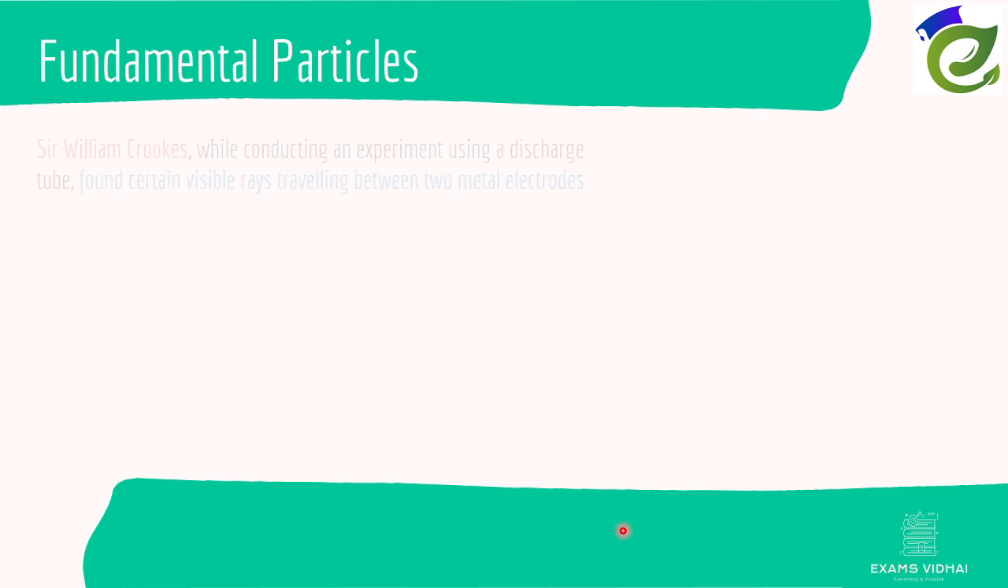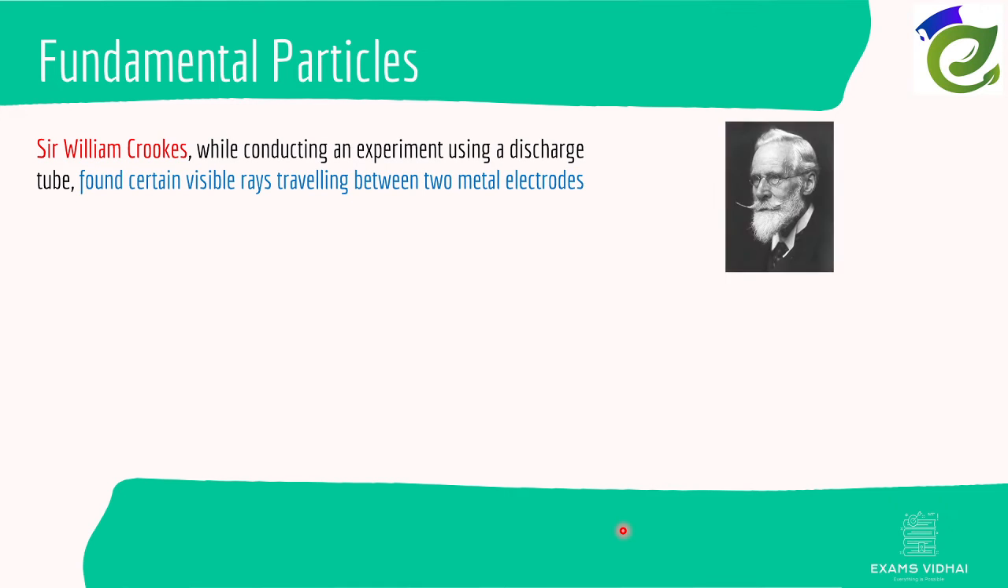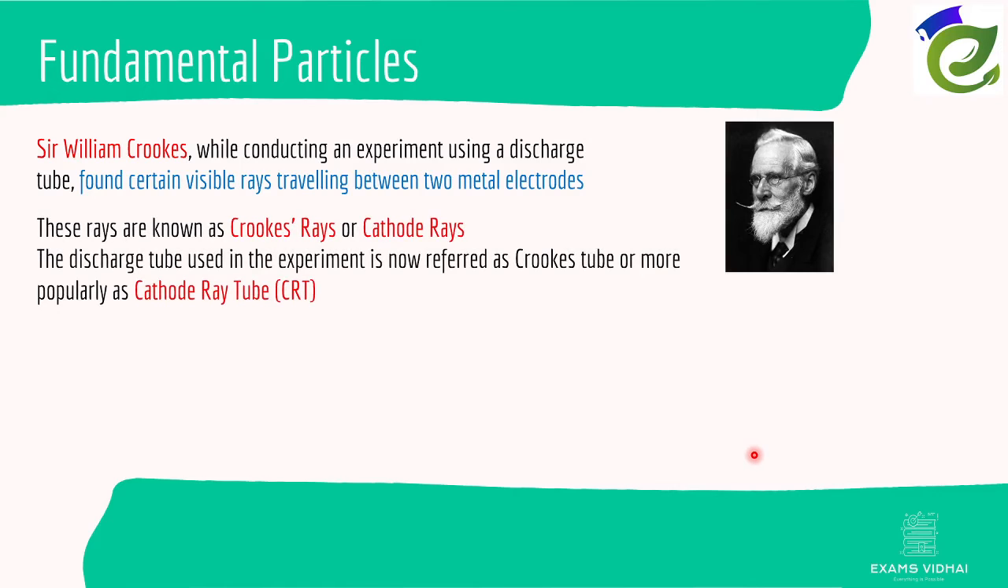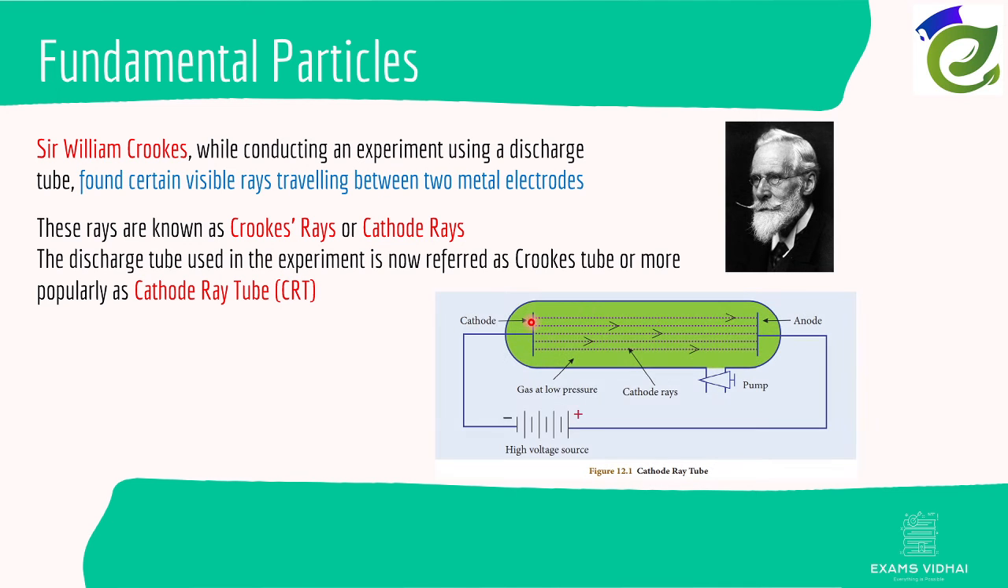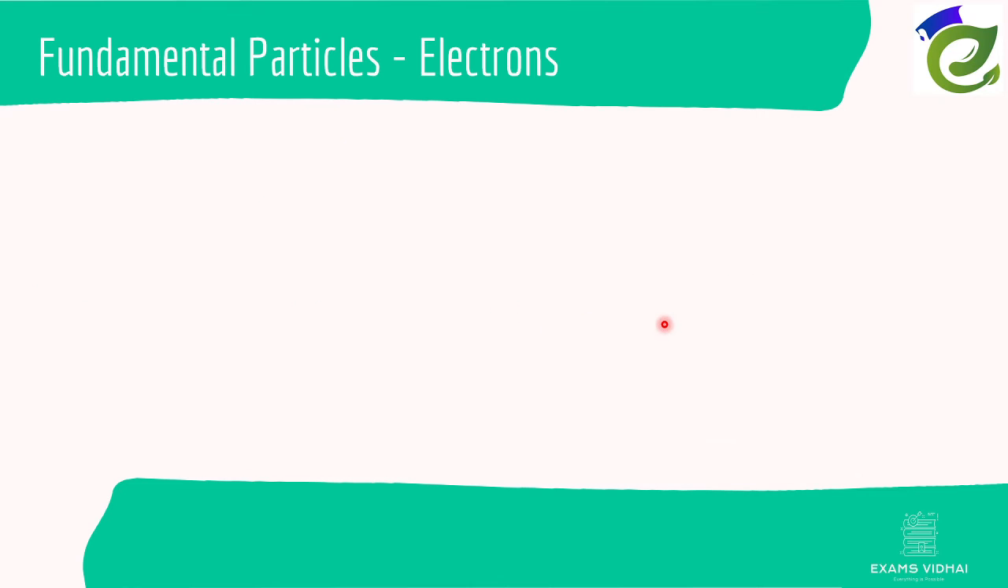Fundamental particles. So we'll be taking up one of the scientists who had actually sparked an innovation in fundamental particles, that is Sir William Crookes. What he did was to set up a vacuum tube. Inside there were two electrodes, a cathode and an anode, like this, right? And then when he passed a voltage across this cathode and this anode, he saw little visible rays traveling in a straight line from cathode to anode.